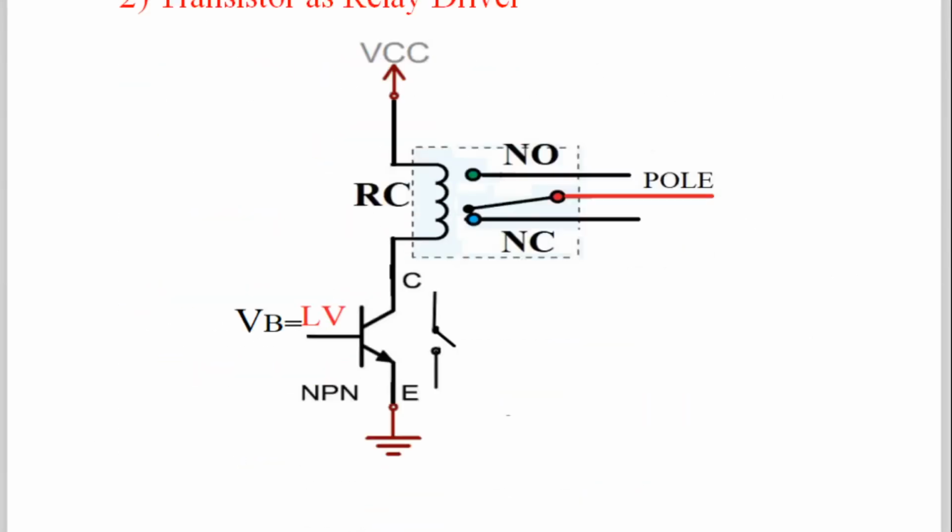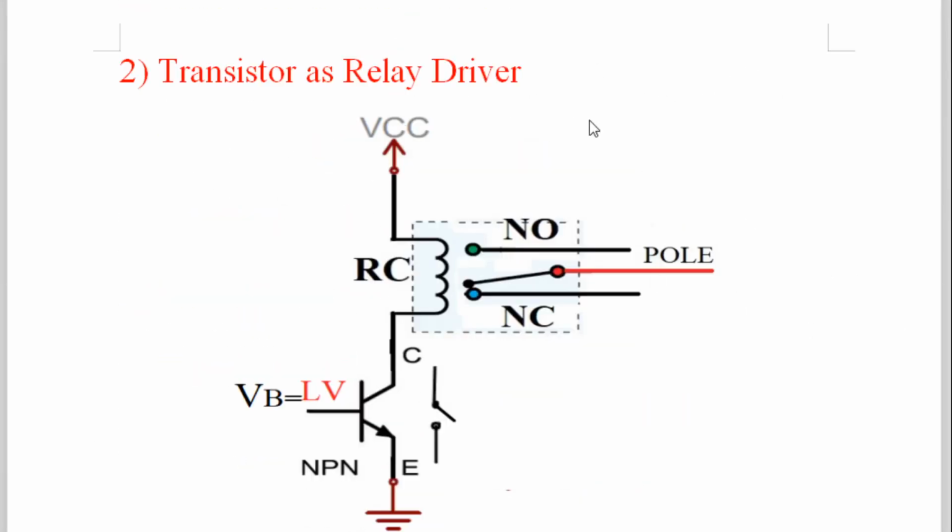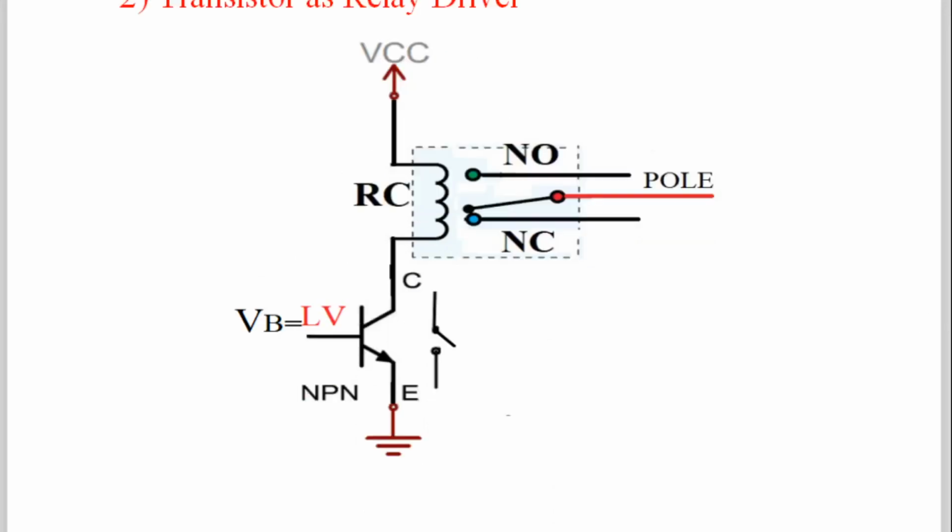Now the second part is transistor as a relay driver. As I told you, we are not connecting the 12 volt battery directly to the relay. We are connecting it through the transistor. Now see, it's very simple. We'll take the plus VCC supply of how many volts? 12 volt, because the relay operates on 12 volt. That much magnetic field should get developed. Therefore it is 12 volt.